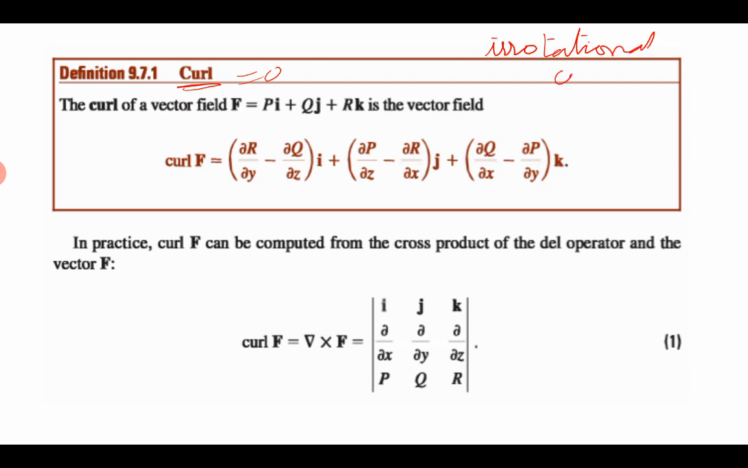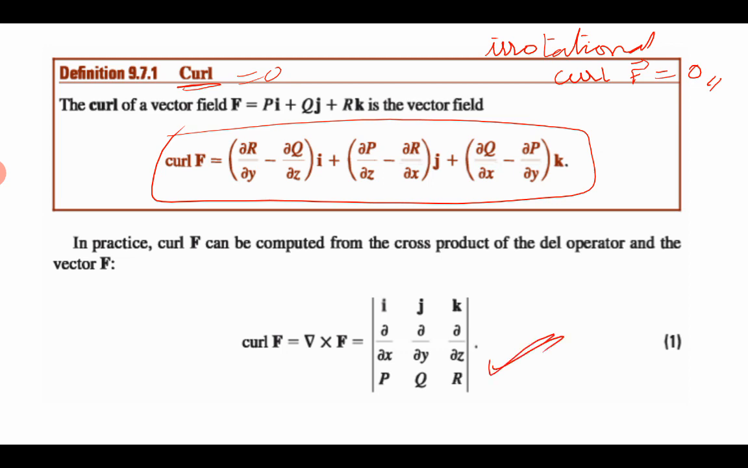When curl of a vector f is 0, the vector has no rotation. So you can find in our graph, there is a rotation. So for that particular vector field, if you find curl, you will not end up with 0. Okay. Instead of this formula, I suggest you go with this one. This is the easiest one. So the answer is this one.